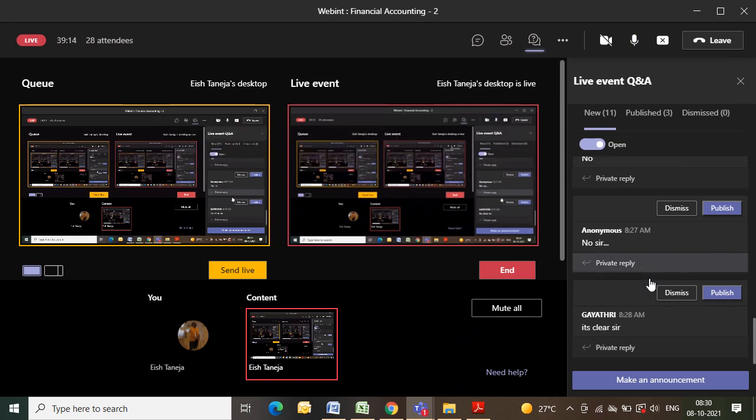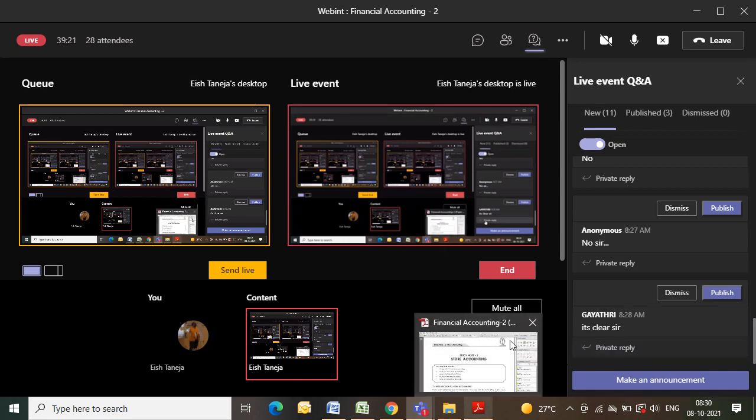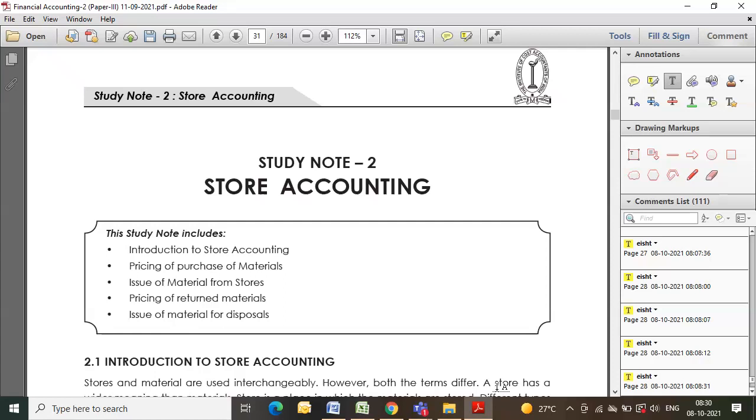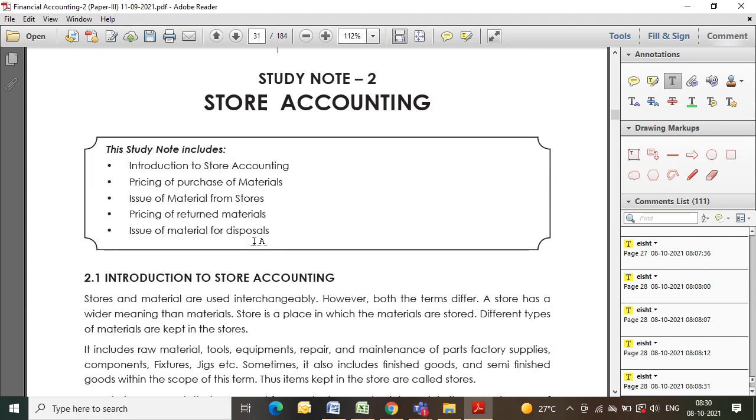Is this clear? Okay, so Gayatri is saying it's clear. If there is any question, let me first use this store accounting concept. Based on this, I'm sure you will be able to understand better. So what is store accounting?